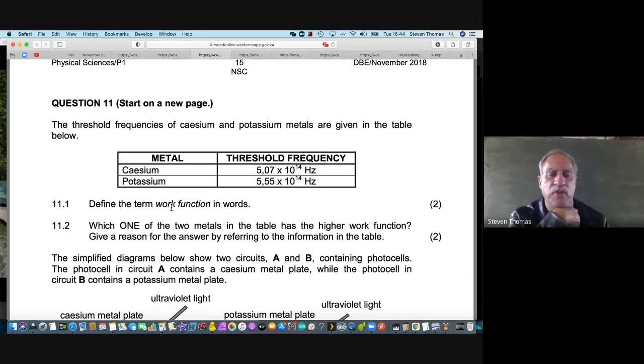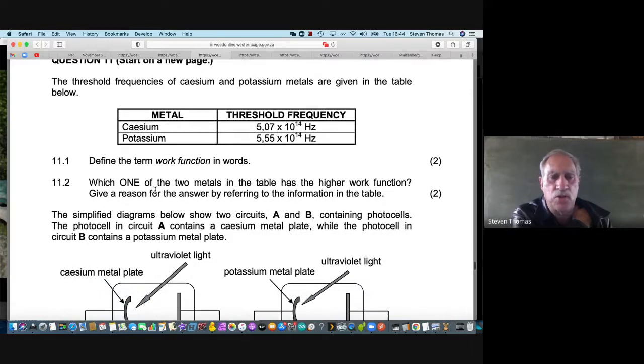Define the term work function in words: the minimum amount of energy required for a photon to knock a photoelectron off the surface of a metal. Which one of the two metals in the table has the higher work function? So which of these requires a higher frequency to knock the electron off? And that would be potassium.